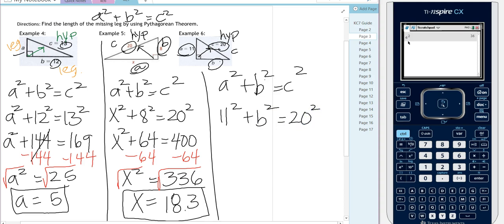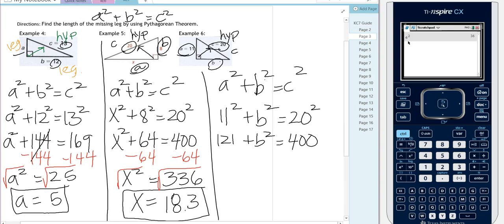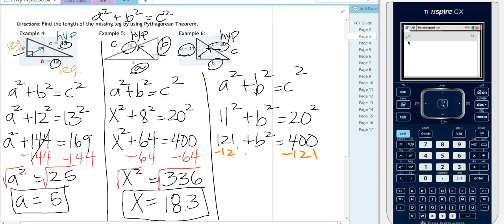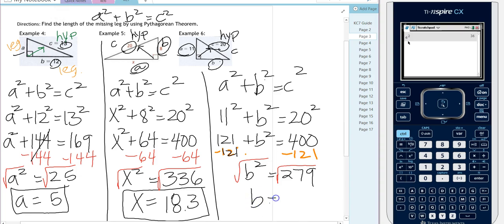We go ahead and simplify. 11 squared is 121 plus B squared equals 400. I'm going to go ahead and subtract 121 because I want to get that B squared by itself. Oh, looks like I put the orange instead of red. So this should be a 121. B squared is going to equal 279. You take the square root of both sides. And the square root of B squared is B. Square root of 279 is 16.7.